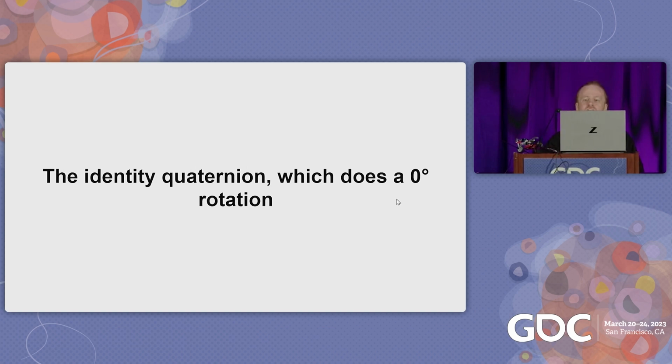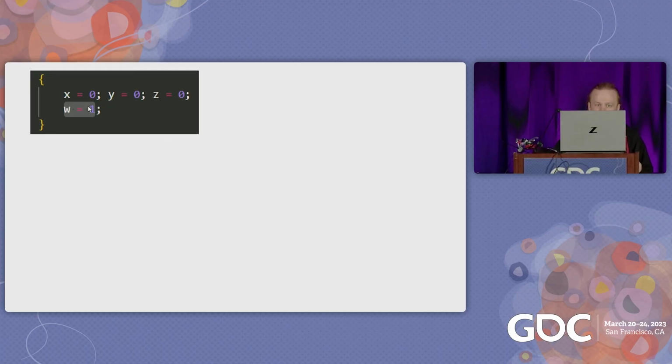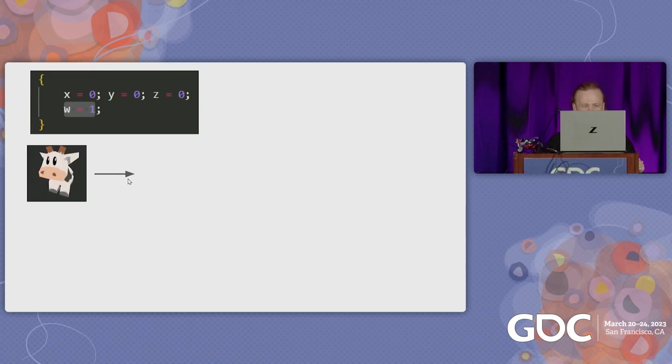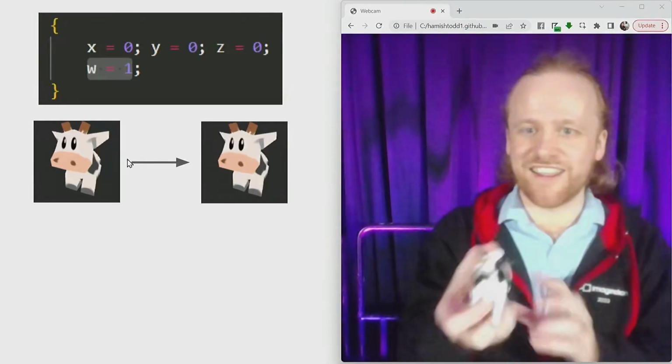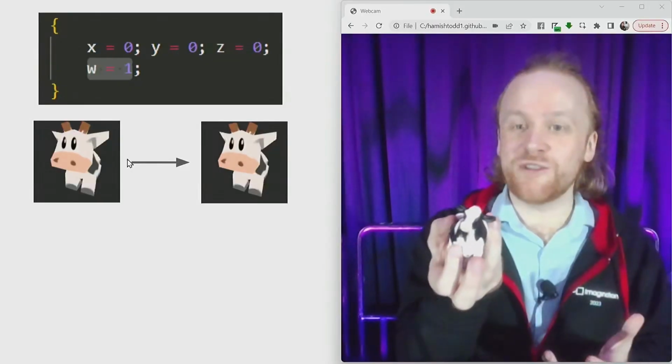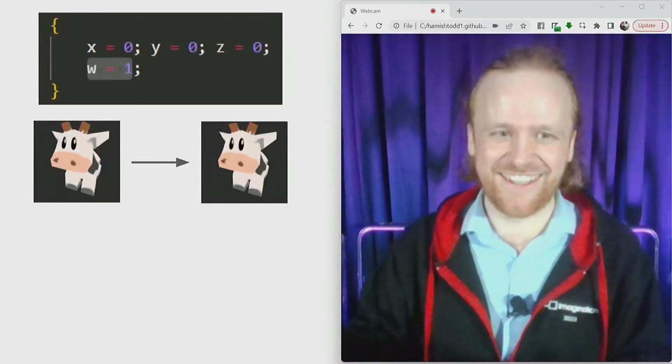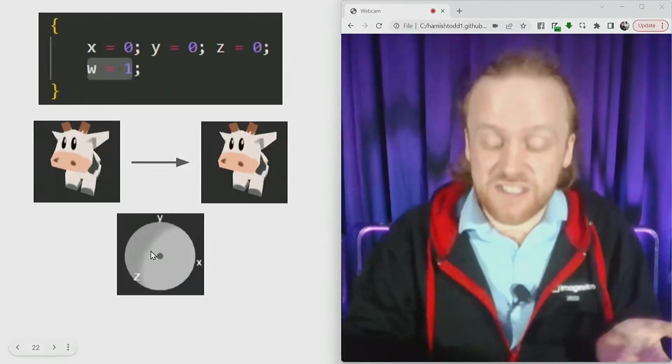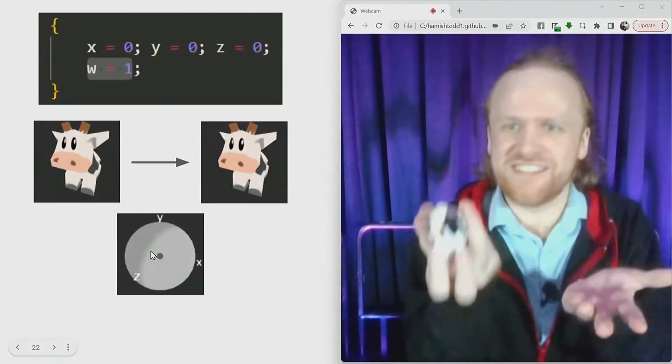All right. The identity quaternion, which does a 0-degree rotation. Very important quaternion here. It looks like this. X is 0, y is 0, z is equal to 0. W is equal to 1, though. We're doing something with the w coordinate for the first time. What will this do to the cow? Well, the answer is that it does nothing to the cow. It's like you start out with the cow, and it gives you the cow, right?